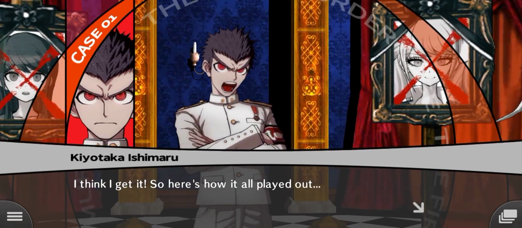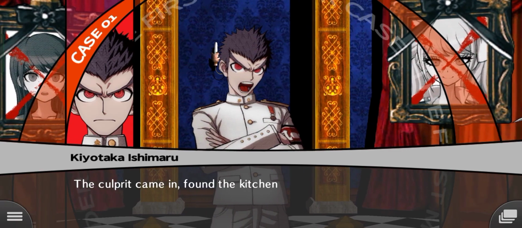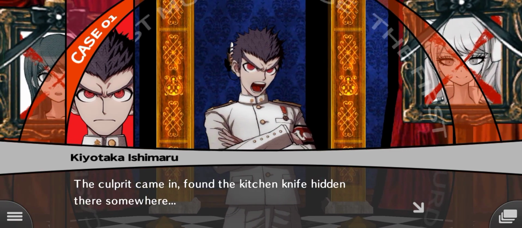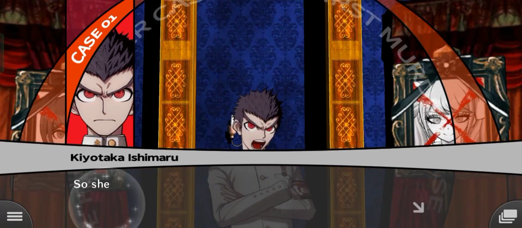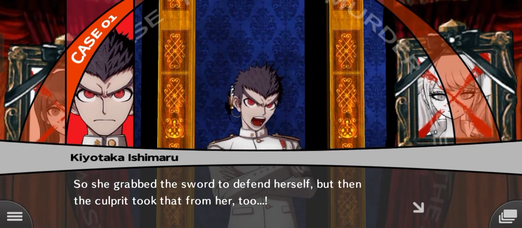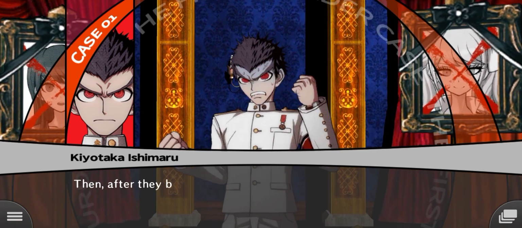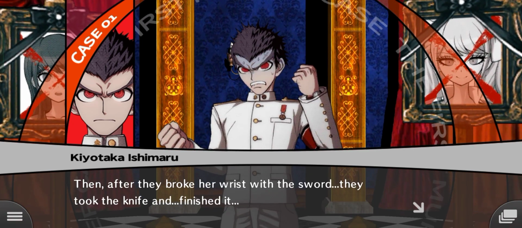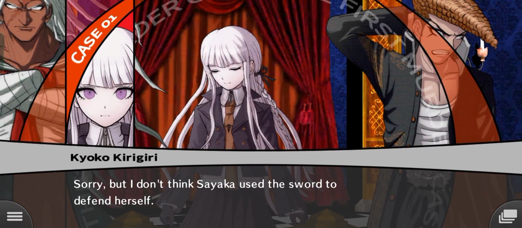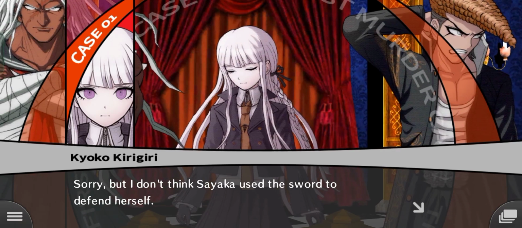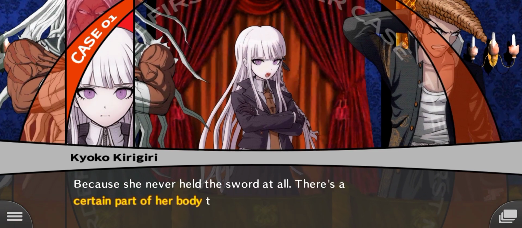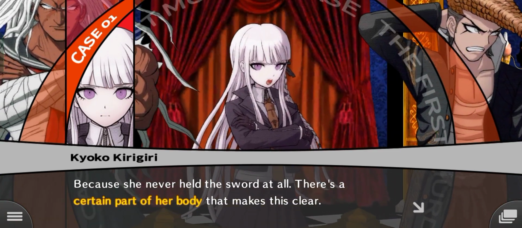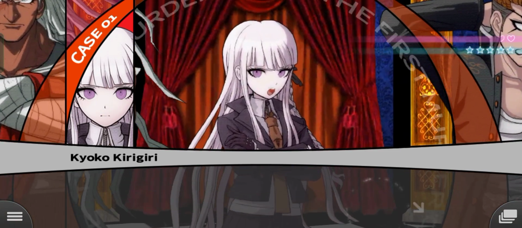I think I get it! So here's how it all played out. The culprit came in, found the kitchen knife hidden there somewhere. Then they took the knife and attacked Sayaka before she knew what was happening. So she grabbed the sword to defend herself. But then the culprit took that from her too. Then, after they broke her wrist with the sword, they took the knife and finished it. Sorry, but I don't think Sayaka used the sword to defend herself. What? How the hell can you not think that? Because she never held the sword at all. There's a certain part of her body that makes this clear.